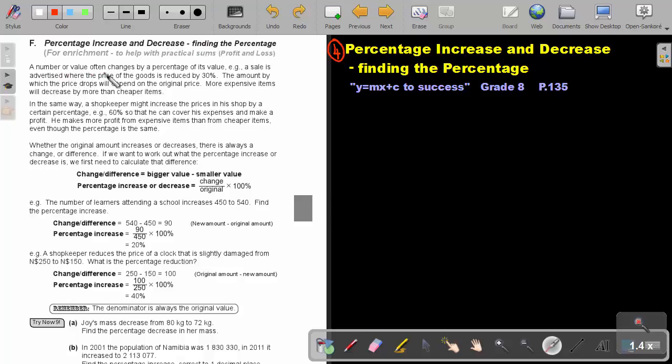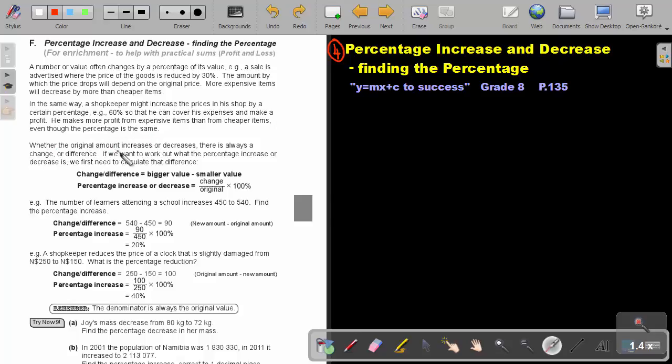A number or value often changed by a percentage of its value. For example, a sale is advertised where the price of the goods is reduced by 30%. The amount by which the price drops will depend on the original price. More expensive items will decrease by more than cheaper items. In this same way, a shopkeeper might increase the price of his shop by a certain percentage. For example, 60%, so that he can cover his expenses and make a profit. He makes more profit from expensive items than from cheaper items, even though the percentage is the same.